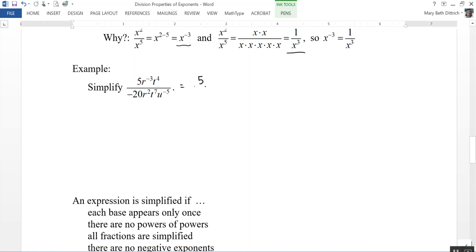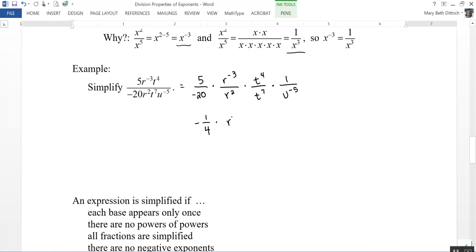I'm going to treat this as 5 over negative 20, deal with my coefficients, times r to the negative 3 over r squared, times t to the 4th over t to the 7th, times 1 over u to the negative 5th. And let's deal with each part of that. So 5 over negative 20 simplifies to a negative 1/4. And here I'm going to use my subtraction property.